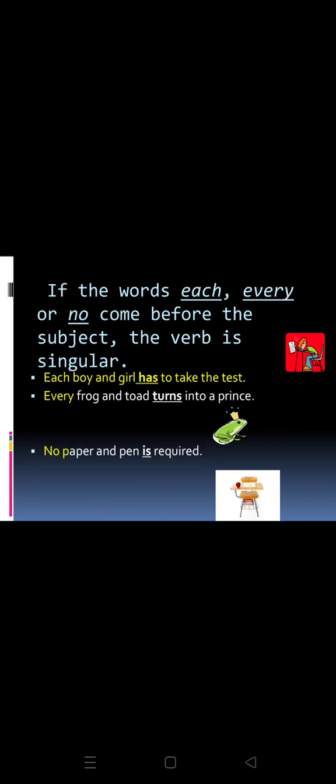If the words each, every, or no come before the subject, the verb is singular. Each boy and girl has to take the test. Again, it is very important. Just remember, each and every frog and toad turns into a prince. So it is going to take a singular verb. No paper and pen is required.